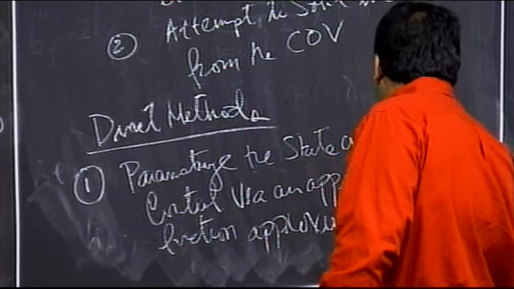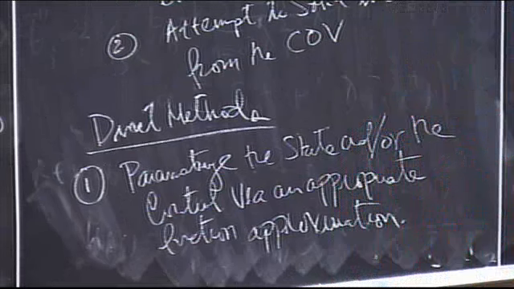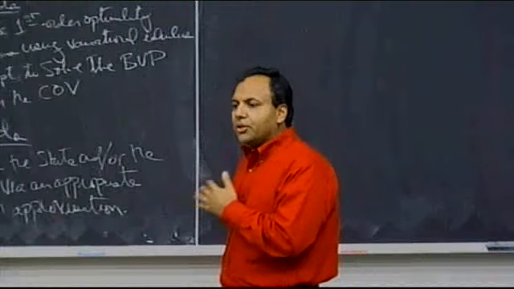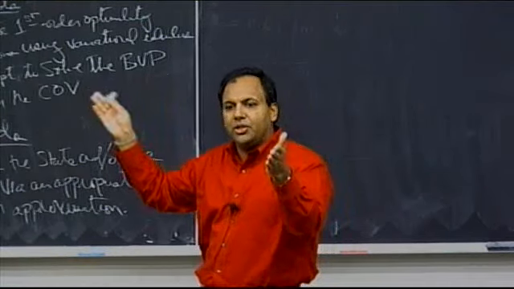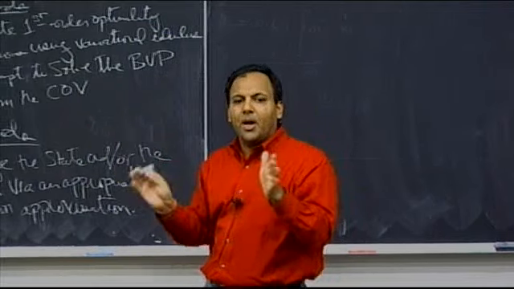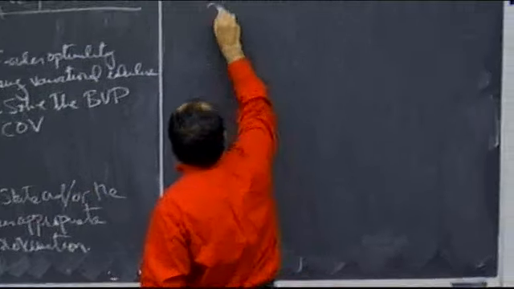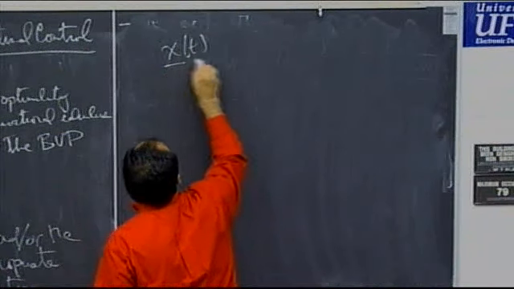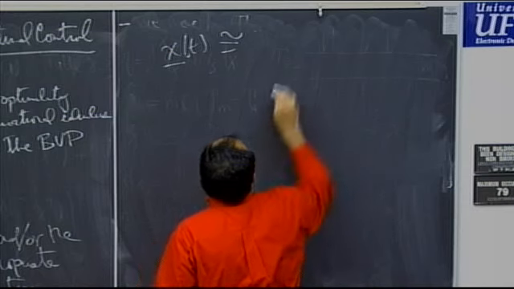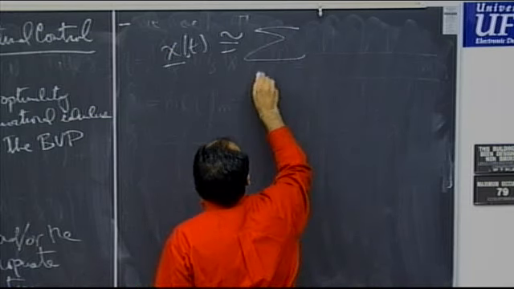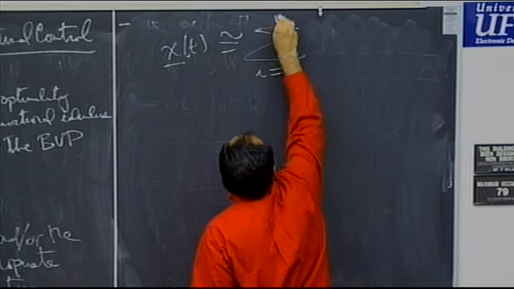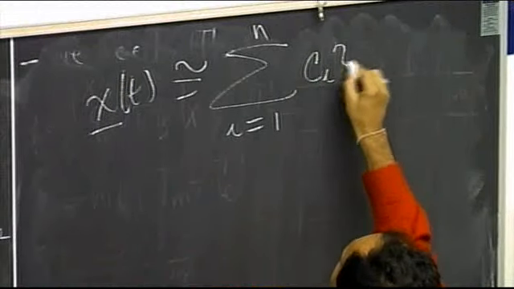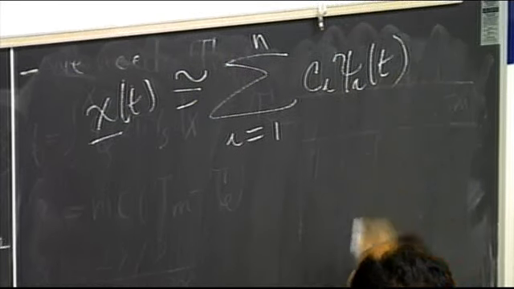Now, when you do this, what you're doing is saying that I'm going to take the state and the control, and I'm no longer going to be trying to solve for this function u of t, but I'm going to approximate it. So I'm going to say x of t is approximated by some function, and I'll write it like this: the sum for i equals 1 to n of c_i times psi_i of t.